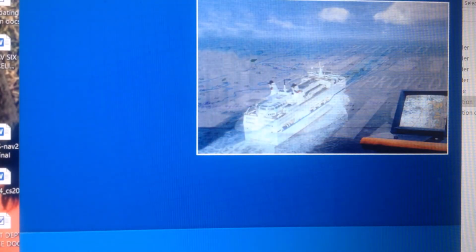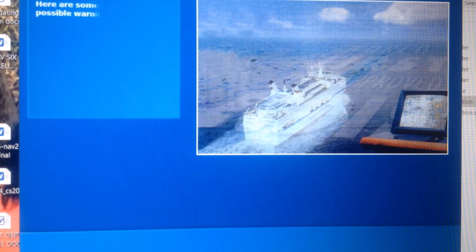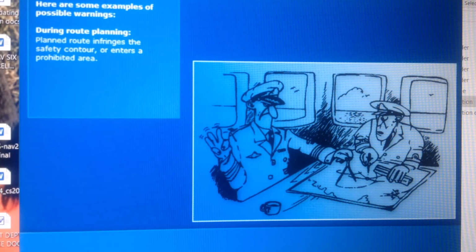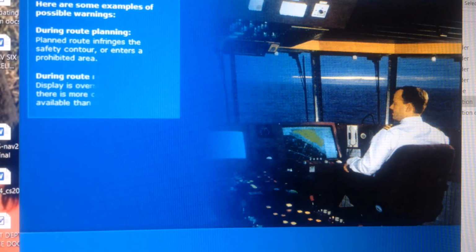ECDIS has an important capability of detecting the need for warnings and alarms. Here are some examples of possible warnings. Planned route infringes the safety contour or enters a prohibited area. Display is overscale. Conversely, there is more detailed information available than is displayed.